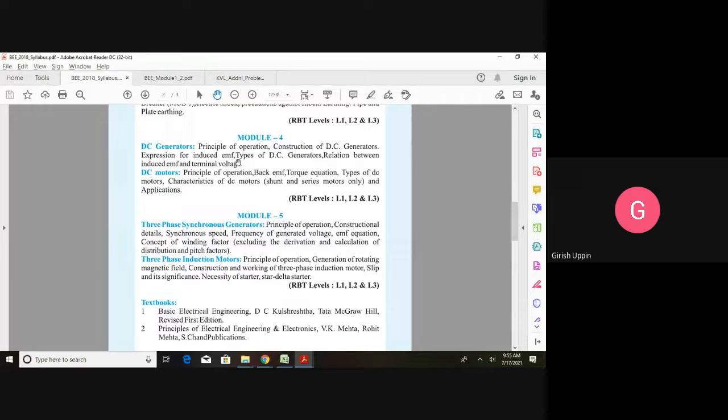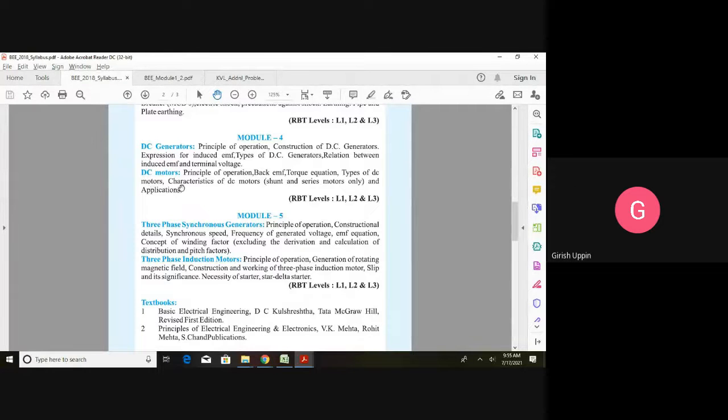Expression for the induced EMF. So this EMF equation is very important. Then types of DC generator, relation between induced EMF and terminal voltage. There are different types of generators, and in each generator, we have to find the relation between induced EMF and the terminal voltage. Once you understand the concept, how to get the relation between the induced EMF and the voltage, we are going to discuss it. You can easily do it for everything. You can write the theory question, or you can solve the problems.